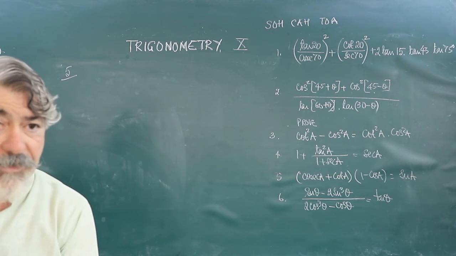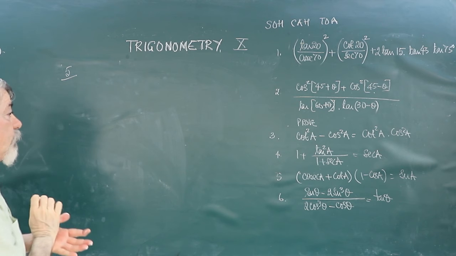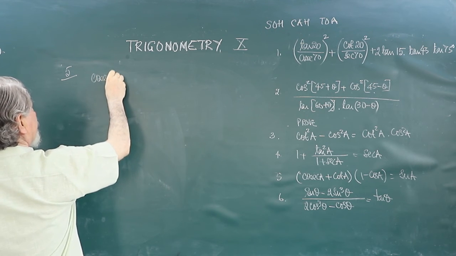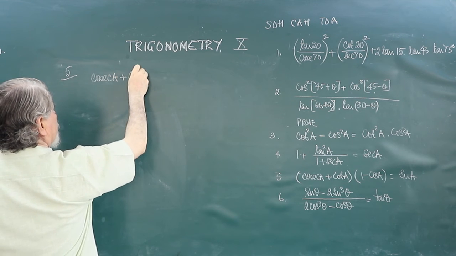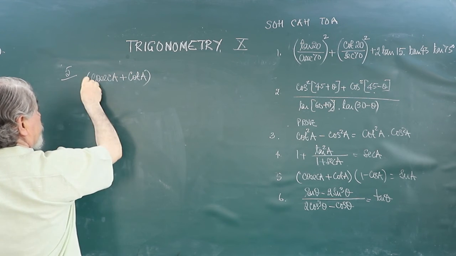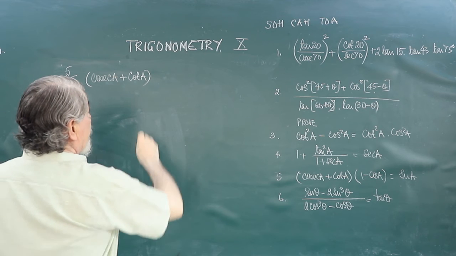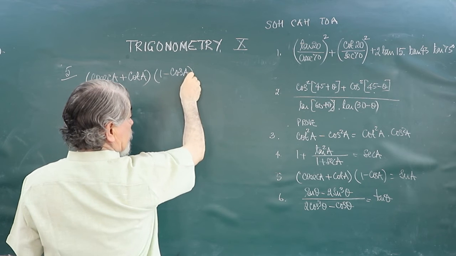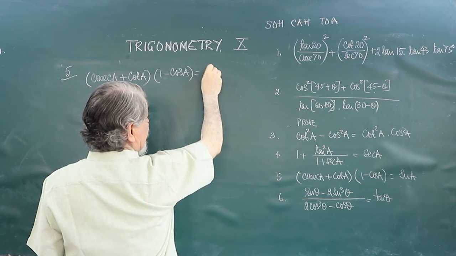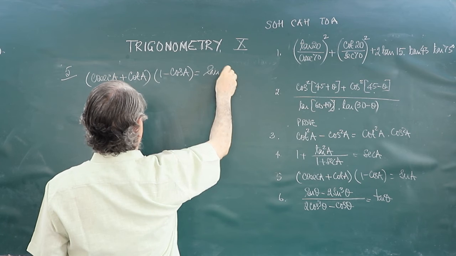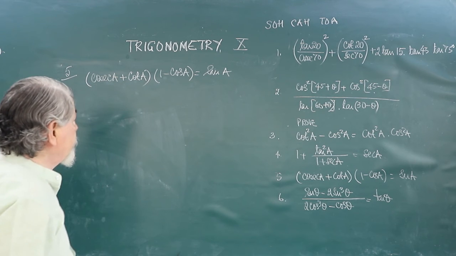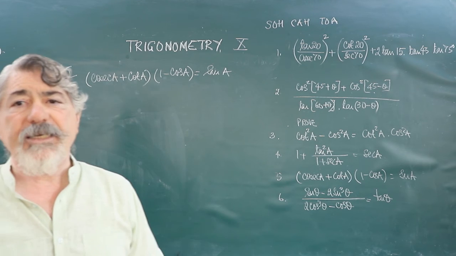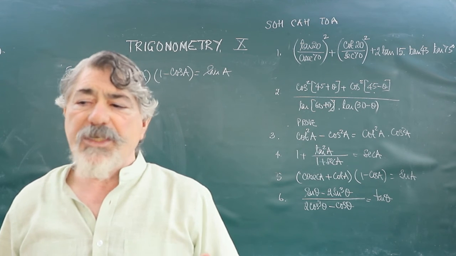Let us see question number 5. Question number 5 is: cosec A plus cot A into 1 minus cos A is equal to sin A. Now we have to start from the left hand side again, because the right hand side is only sin A.